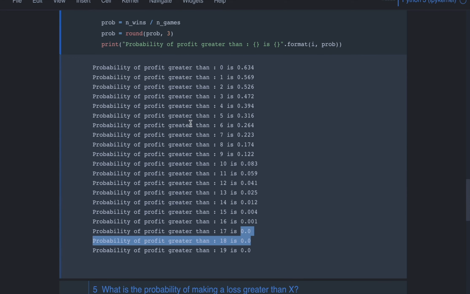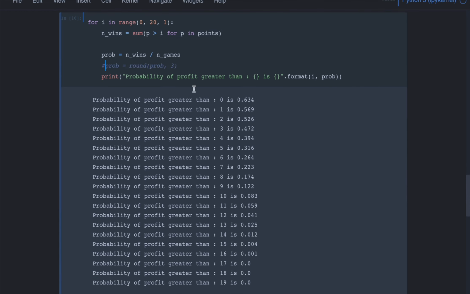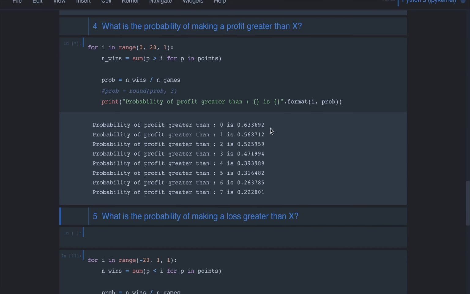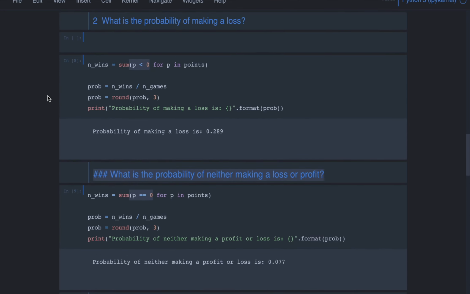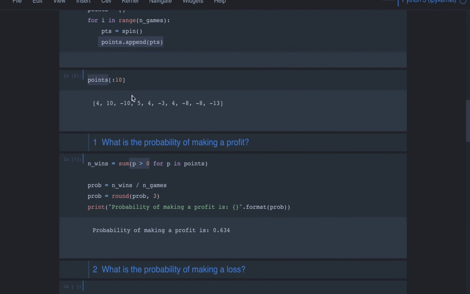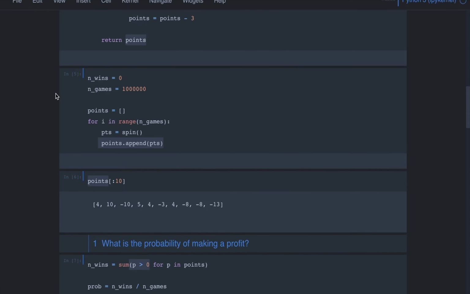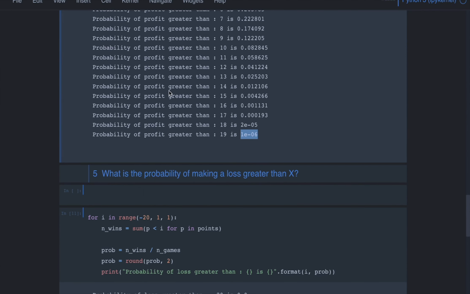when we did the rounding, it became 0. Or maybe let's remove this rounding thing. We might need to simulate more times so that also happens. Yeah, here we can see, right? This is extremely small. So we have played the game 1 million times. In those 1 million times, only one time we have made a profit of 19. So the probability of making a profit greater than 19 is just 1 in a million, right?